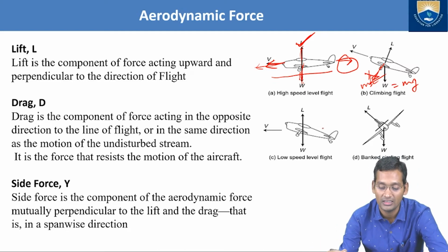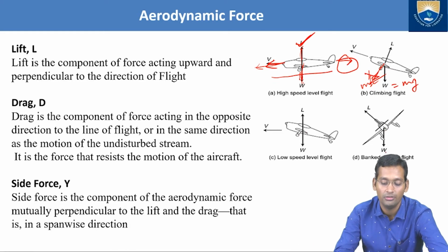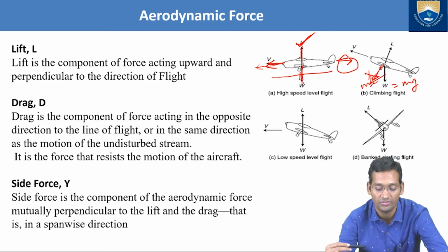Once again it will come downwards. Now just see here, this one, bank. Again, in every case weight will always act vertically downward. This is the case of high speed, in that case they coincide. This is the case of low speed level flight.